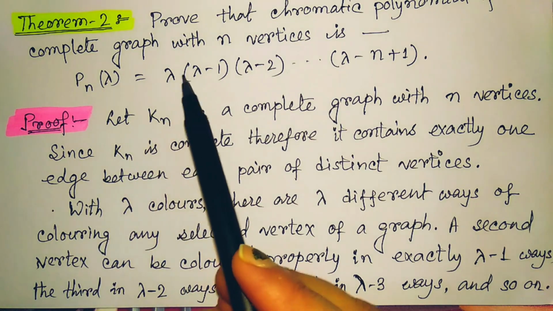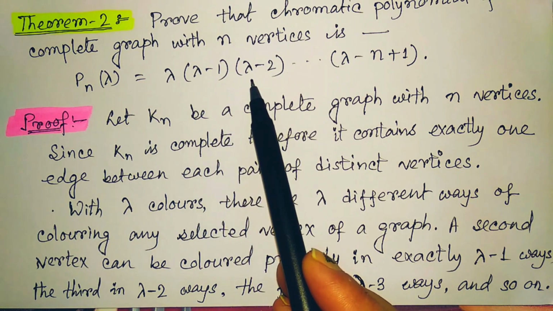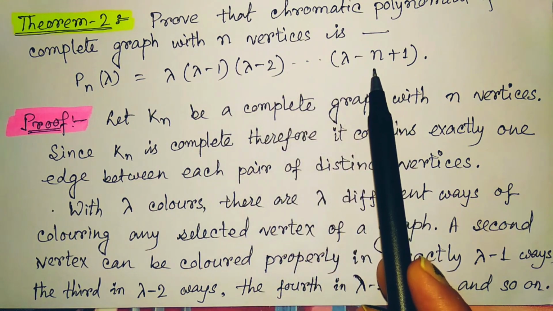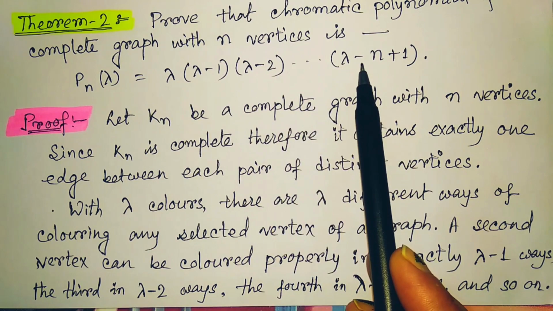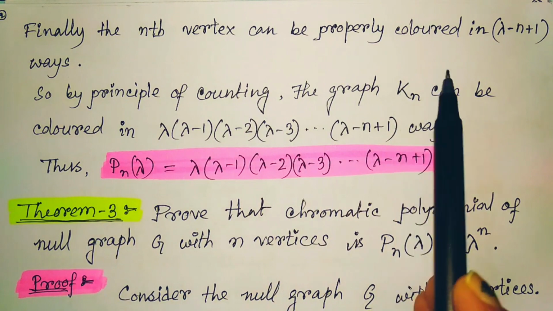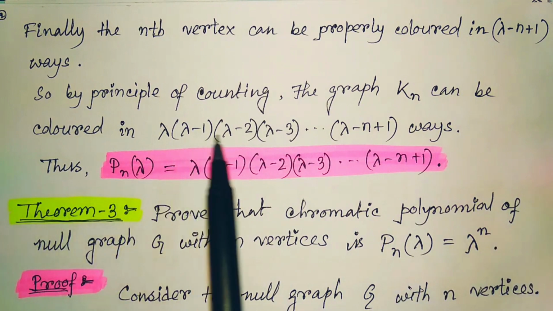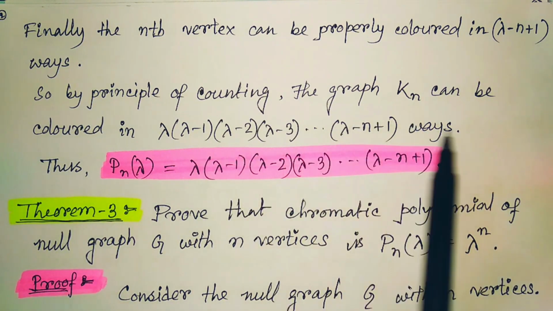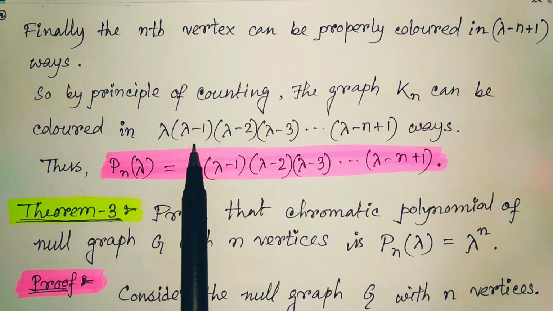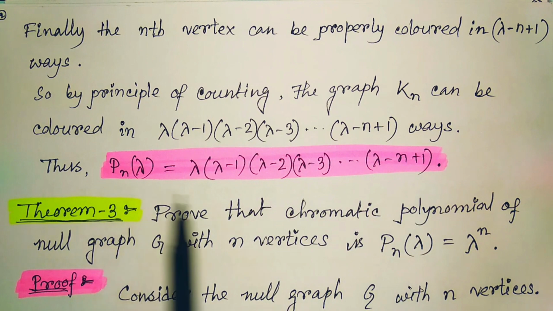Then for each vertex, for the first vertex it is lambda, for the second it is lambda minus 1, for the third it is lambda minus 2. In this way up to the nth vertex, it should be lambda into lambda minus n plus 1. Finally, the nth vertex can be properly colored in lambda minus n plus 1 ways. So by the principle of counting, the graph K n can be colored in lambda into lambda minus 1 into lambda minus 2, in this way up to lambda minus n plus 1 ways. Thus, this is the chromatic polynomial for a complete graph with n vertices.